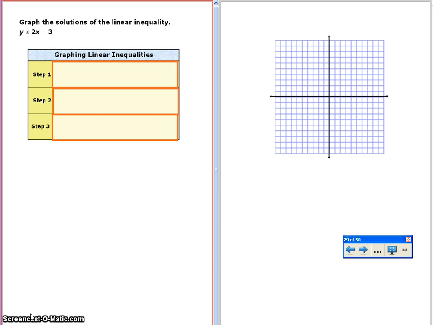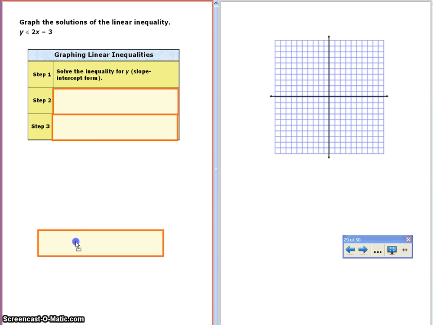So what we're going to show you is how to actually graph those inequalities on a coordinate grid. So if we have the inequality y is less than or equal to 2x minus 3, there's 3 steps that we're going to walk through, and I would really recommend that you write the steps down, so you might need to pause in order to have enough time to copy them all down.